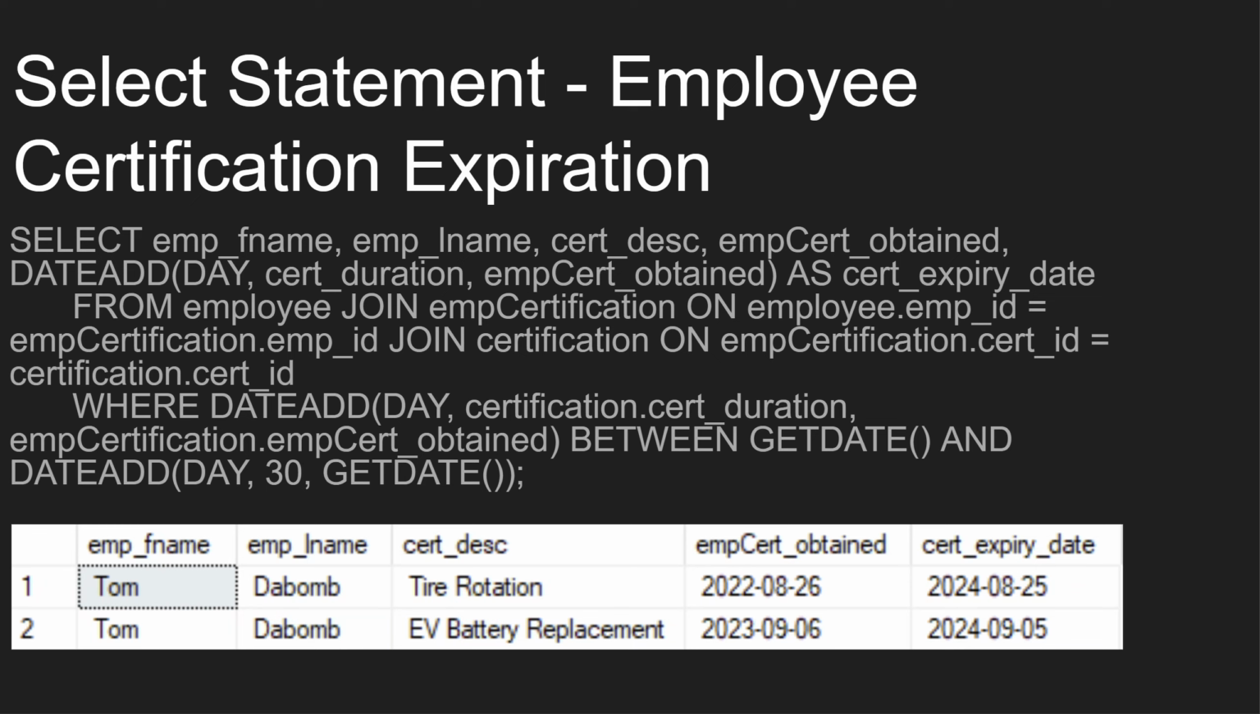where the date adds, so date, certification, duration, and certification obtained. So if the cert expiry date is between today's date and then 30 days from now, so this is just to display if it's about to expire in the next month, so the company knows to renew that certification on that employee.